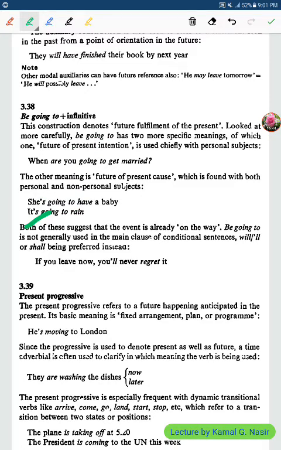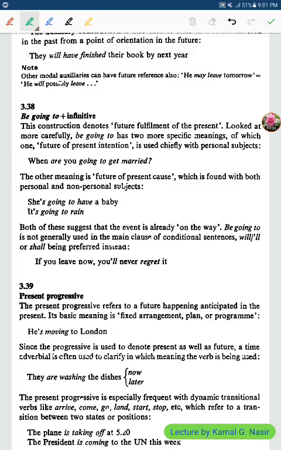You see some clouds. You know clouds? You see some clouds in the sky. You say it is going to rain. It is not raining now, but it is going to rain. Okay?